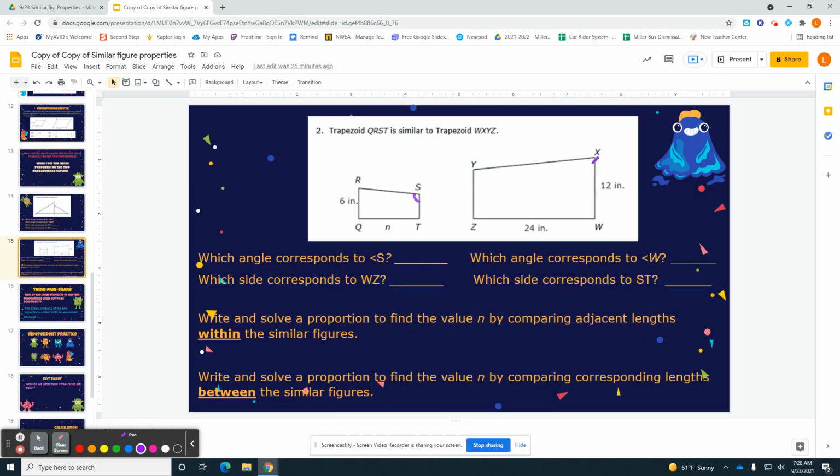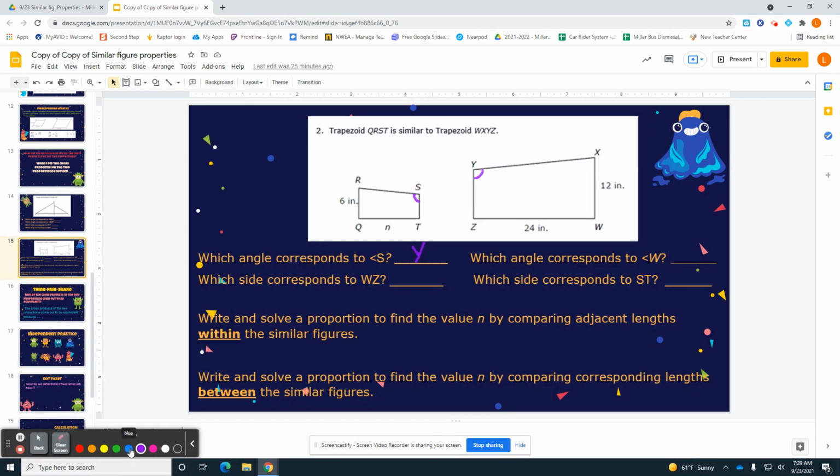Is it X? No, it's not going to be X. Look at your shapes. Are they facing the same direction? No, they are not. If you look, this one has the wider side or the bigger side of the trapezoid to the left, and this one has the wider side of the trapezoid to the right. So that means that angle S is going to correspond with angle Y.